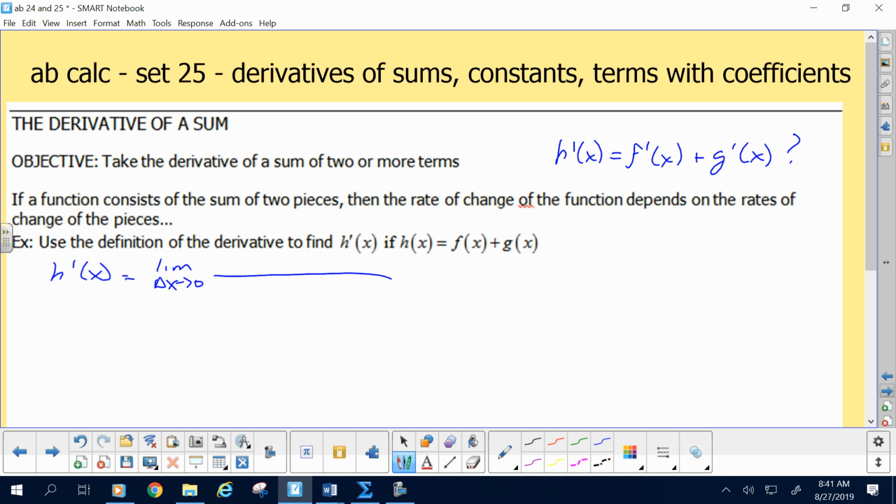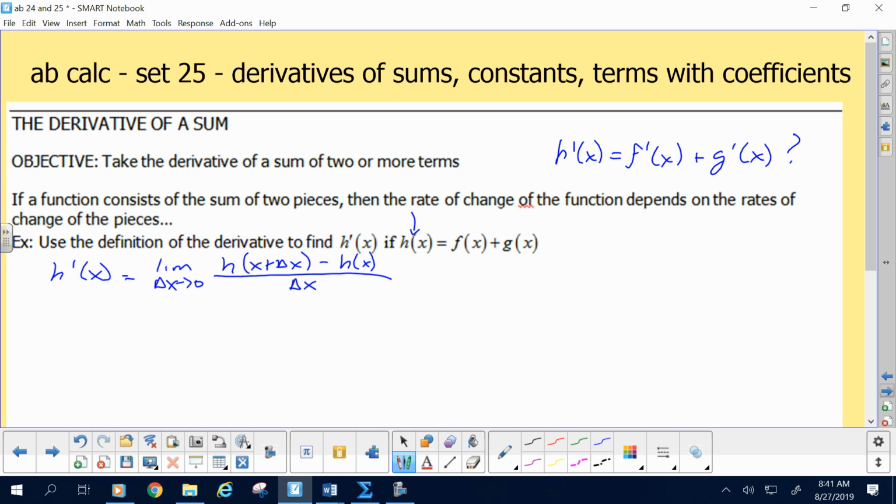So that is h of x plus delta x minus h of x over delta x, using the definition of the derivative, but instead of using f's, we're interested in really what's the derivative of h. So we're using h as the function. So far so good. Just normal derivative, but using h for the name instead of f.